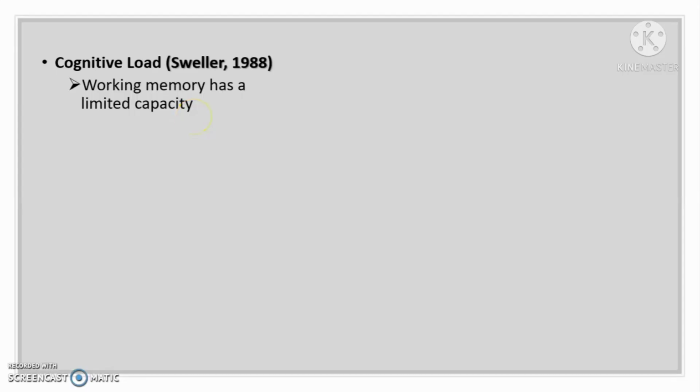Cognitive load theory by Sweller says that working memory has a limited capacity. Therefore, instructional method should avoid overloading it with additional activities that do not directly contribute to learning. In other words, instructional design should be made as simple as possible.